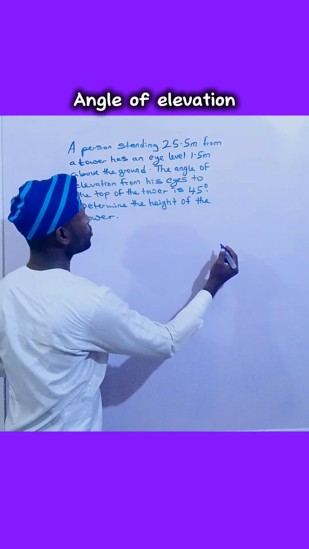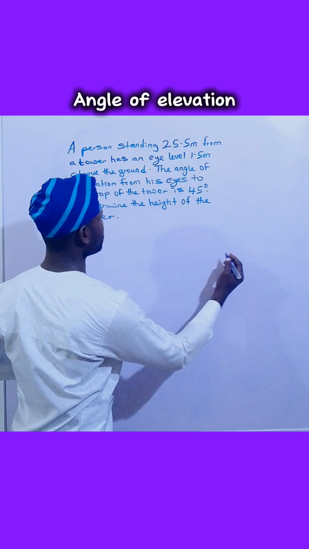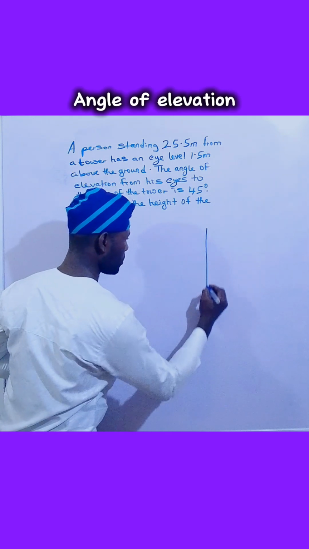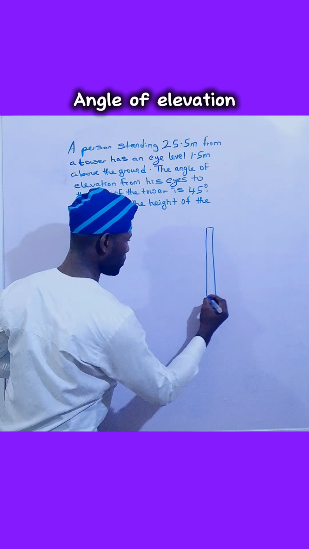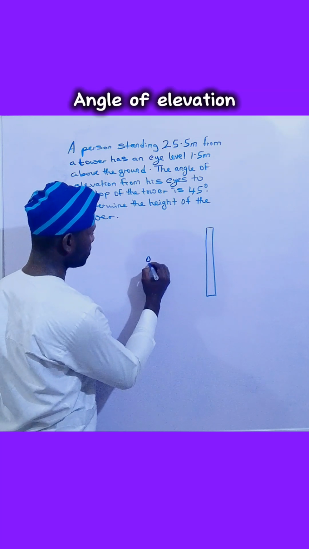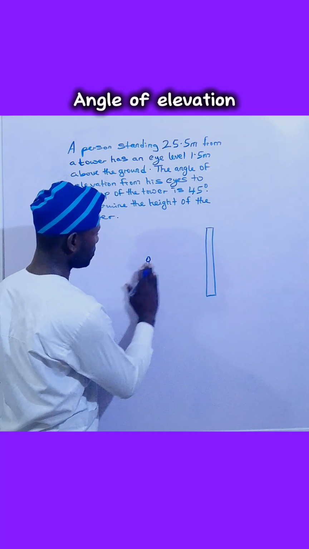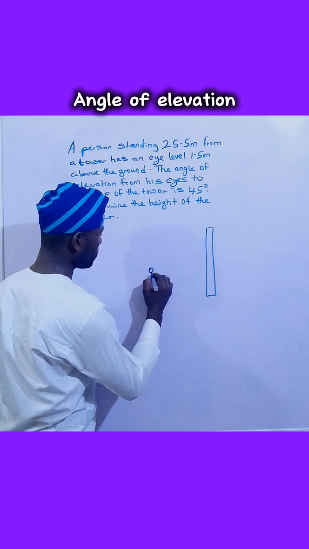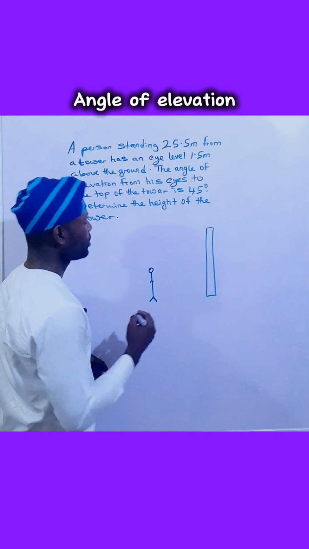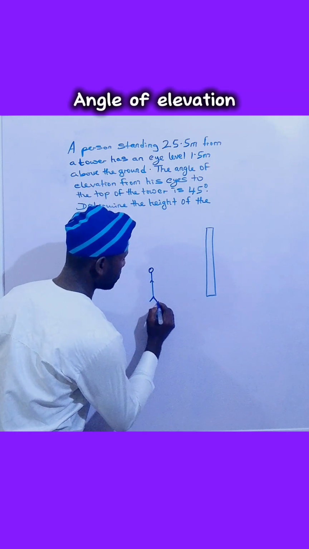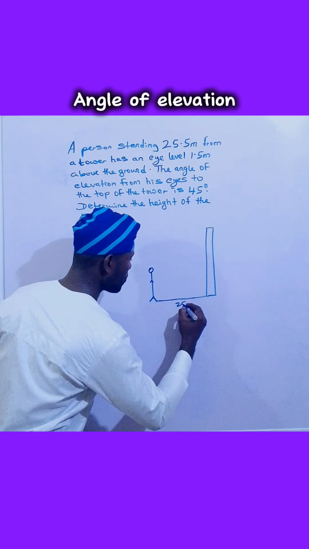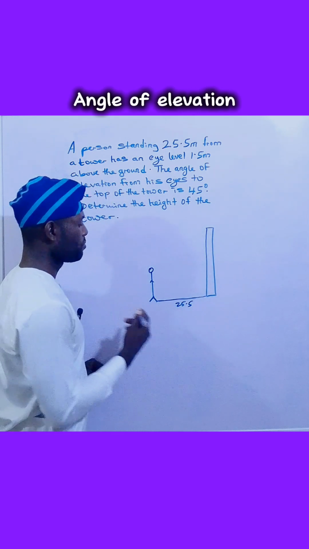A person standing 25.5 meters from a tower. Let's say this is the tower, and this is the person, standing. The distance between the person and the tower is 25.5 meters.